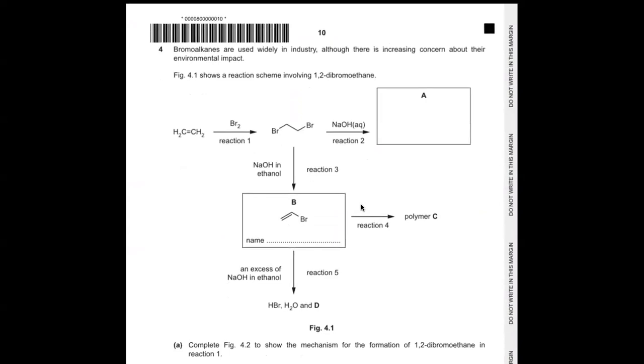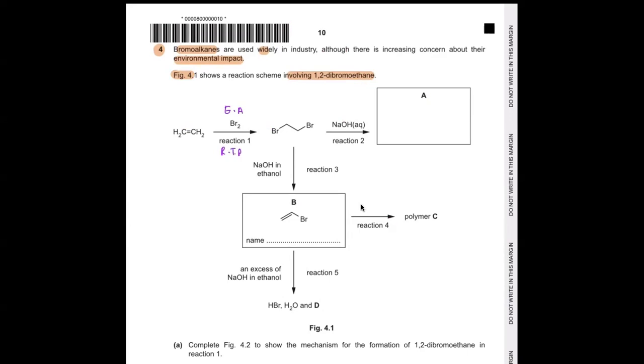Okay, we have question number 4. Bromoalkanes are used widely in industry, although there is increasing concern about their environmental impact. Figure 4.1 shows the reaction scheme involving 1,2-dibromoalkane. Initially we have ethene and it is reacted with bromine. So it's an electrophilic addition because the double bond is broken and both the carbons get one bromine. And this reaction occurs at room temperature and pressure, if you recall.